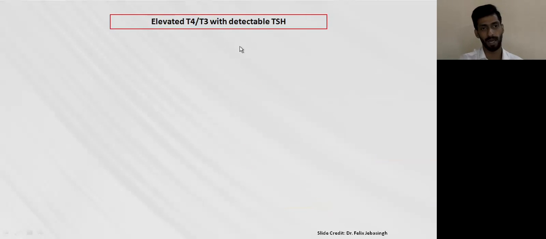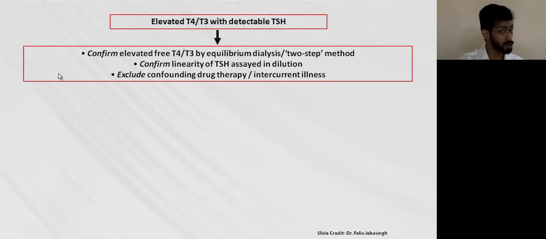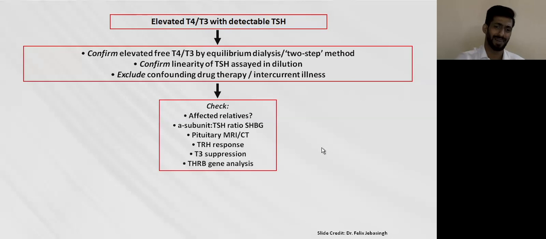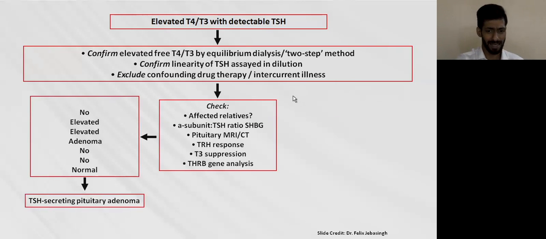So just quickly looking into that entity called elevated T3, T4. First thing you should always do is confirm these things with a high quality assay. Our labs use equilibrium dialysis for FT4, so very specific, very sensitive. Always rule out other diseases, intercurrent illness and all that. Once that is done, I am going to look at my pituitary. If there is an adenoma, I'm going to think in terms of a TSH secreting pituitary adenoma.